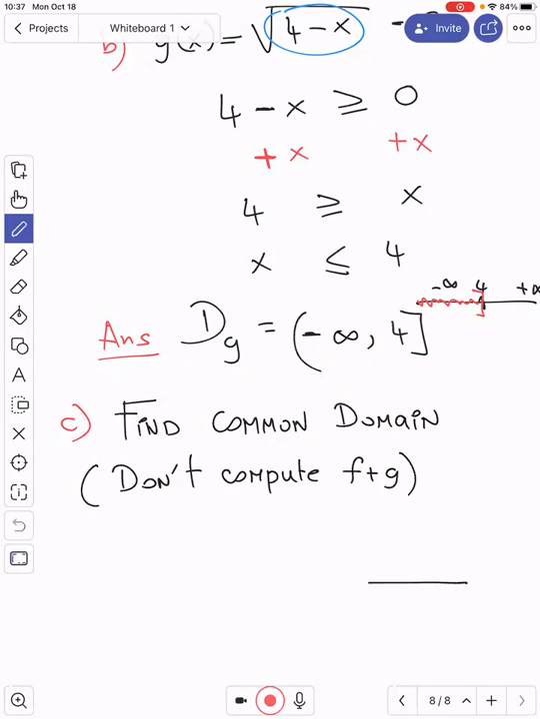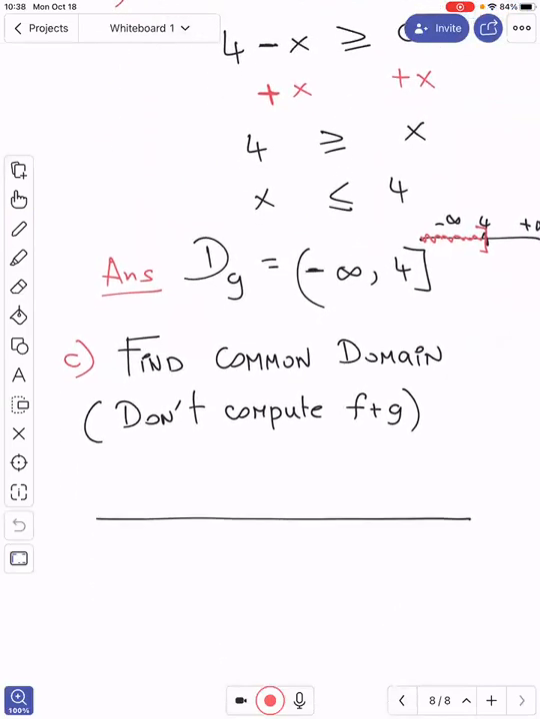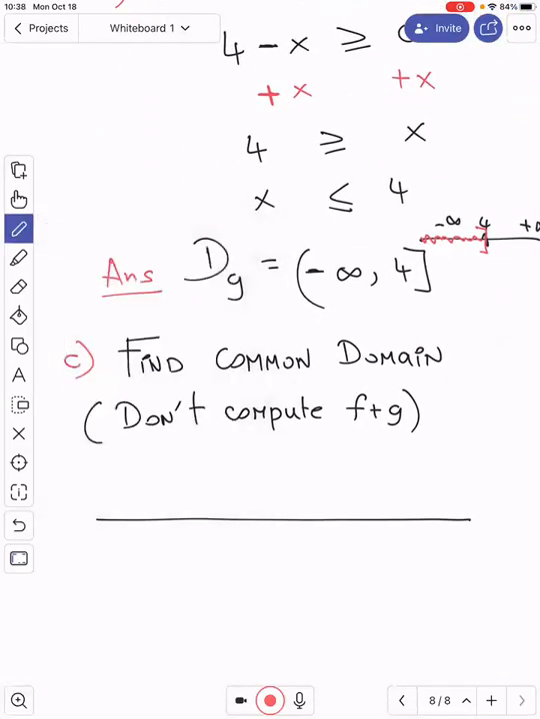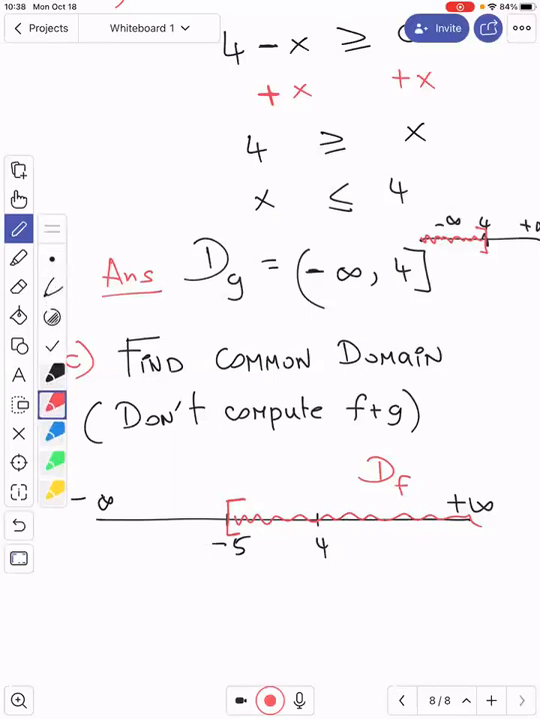So here is my number line. The domain of f, we said, is -5 to positive infinity. This is the domain of f, right? And then the domain of g would be negative infinity to +4. So domain of g goes the other way, and this blue interval will be the domain of g, right?